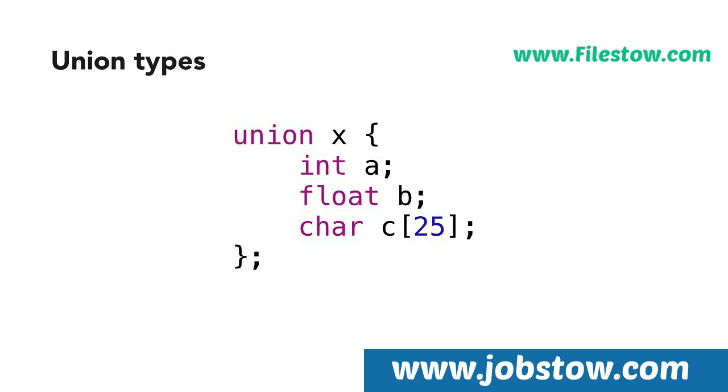A union is a set of overlapping object types. This allows a single compound object to hold objects of different types at different times overlapping the same space.